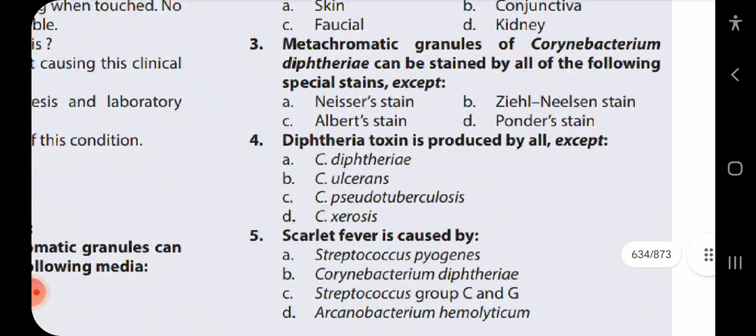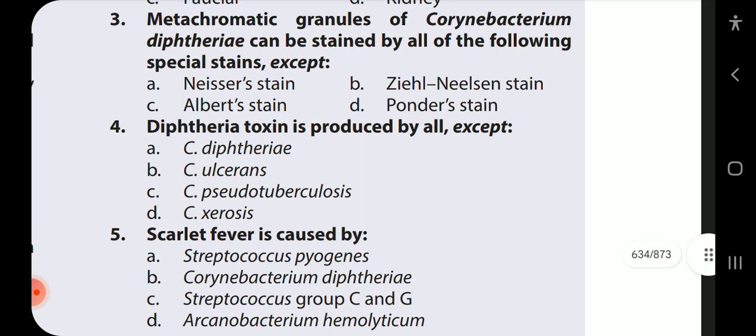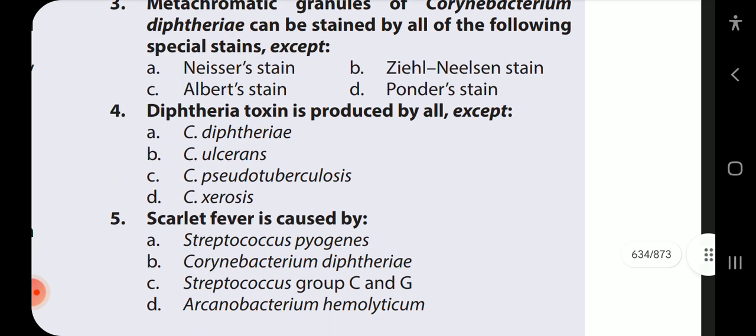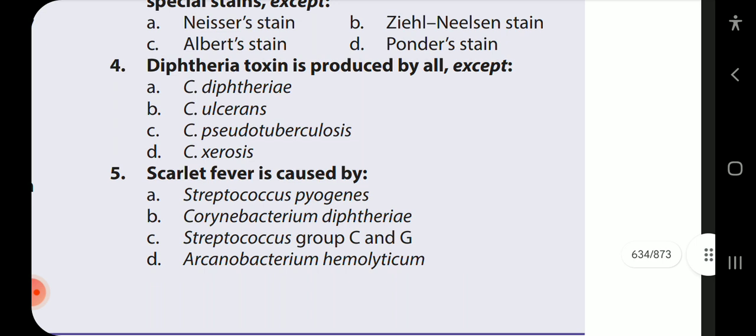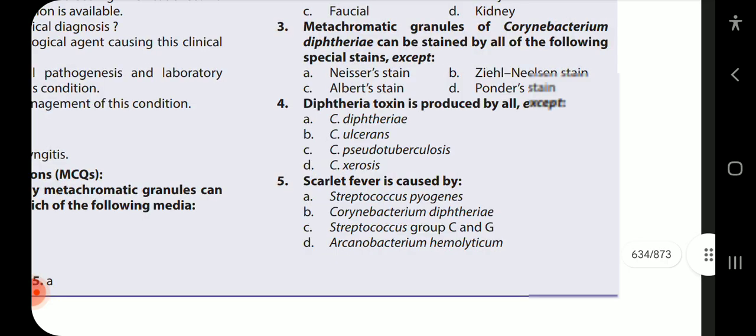Now, metachromatic granules of Corynebacterium diphtheriae can be stained by all of the following special stains except: it can be stained by Neisser's, Albert's and Ponder's but not the ZN stain. Diphtheria toxin is produced by all except: Corynebacterium diphtheriae, yes. Corynebacterium ulcerans, yes. Pseudotuberculosis, yes. Xerosis, no. Scarlet fever is caused by Streptococcus pyogenes.